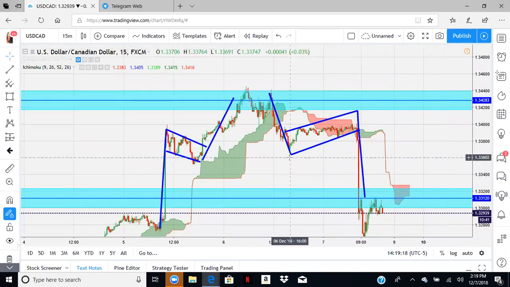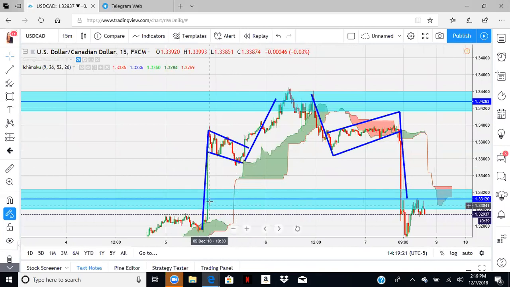Now the opposite goes for a buy. If the candles are going towards the green cloud, you wait for a green candle to come out of the green cloud and you buy. And each one of these, we took it to the next zone.